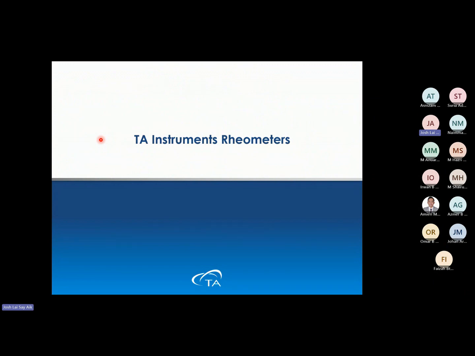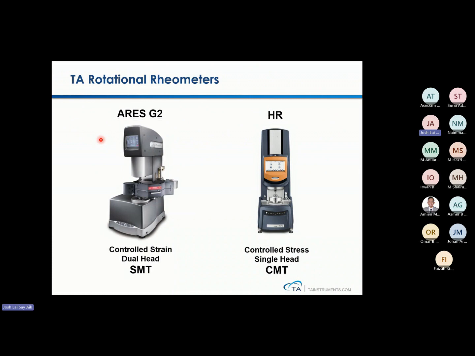So now let's dive into rheometers by TA Instruments. TA Instruments sells rotational rheometers. We have in general two technologies. One is the SMT technology, separate motor transducers, and the other one is the CMT, which is the most common one, the HR, the Discovery Hybrid Rheometers, where we have combined motor and transducers.